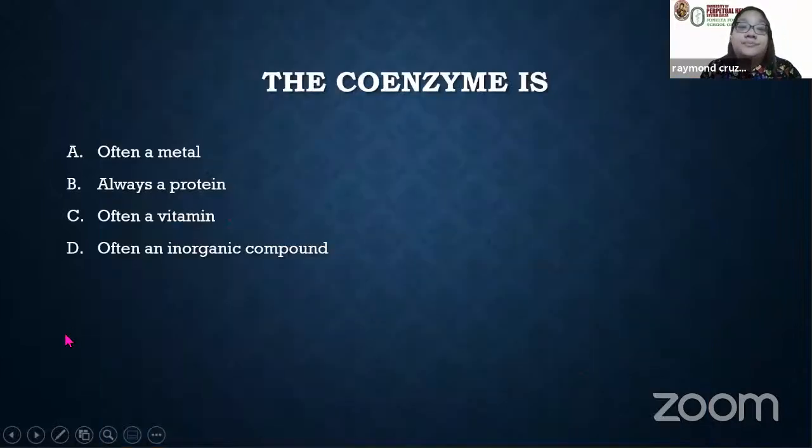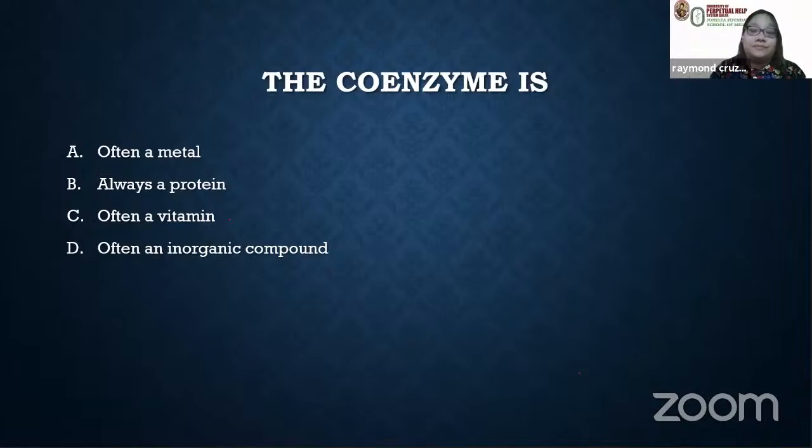Okay. So in this one, the coenzyme is often a metal, always a protein, often a vitamin, and often an inorganic compound. You have to remember that your enzyme does not work alone. It has different cofactors, and one of them, the coenzyme, is the example in this question. So how do you answer this question?